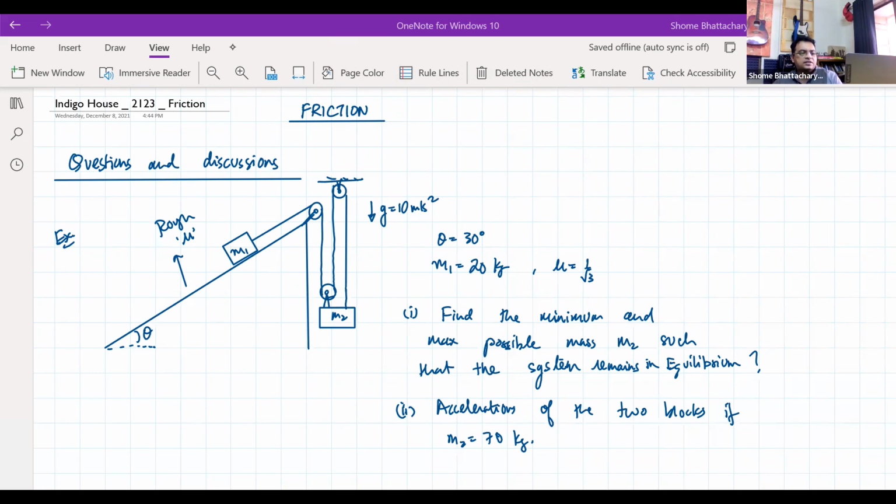Okay, you'll understand that because it's a rough surface, depending on the tendency of slipping, whether M2 is comparatively lighter, so the tendency of slipping is for M1 to come down the inclined plane, or M2 is comparatively heavier, so the tendency for M2 is to slip up the inclined plane. So accordingly, friction can act in either direction. Friction can be acting down the inclined plane or up the inclined plane. And for the limiting condition of these two types of friction, we'll get the limiting values of mass, the minimum and maximum value of M2.